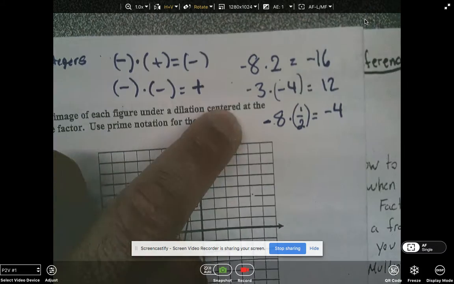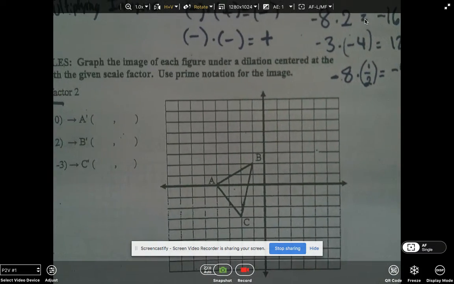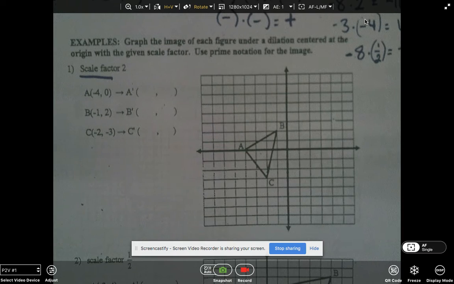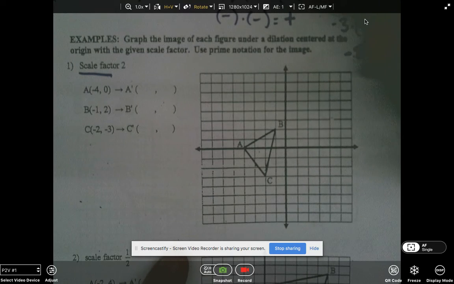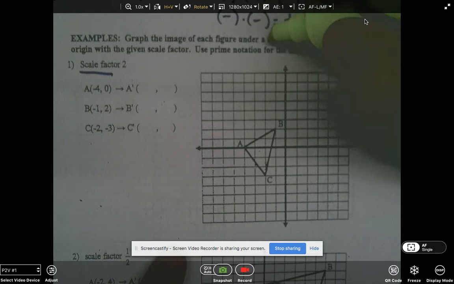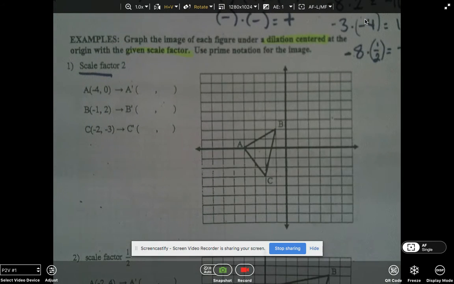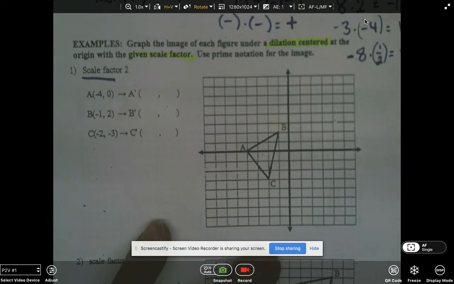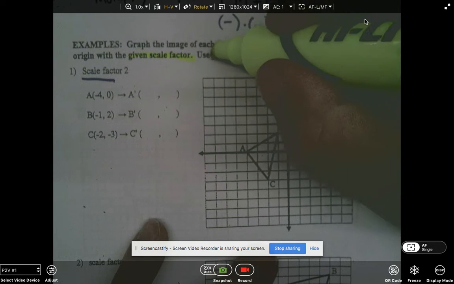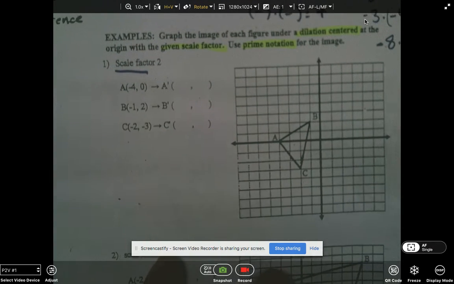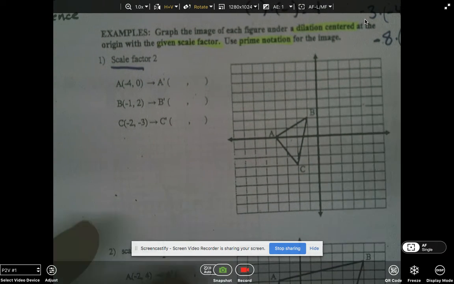Negative 4. Okay, so with the examples today, in our previous lessons, before the quiz, we learned how to find scale factor, but now we're going to use scale factor to dilate, with center rotation, given the scale factor. And when we do our dilations, the way we can tell the new figure is, what do we have to use? Prime notation. So that's the little apostrophes or tick marks above the letter.